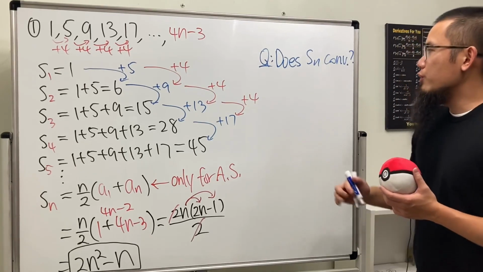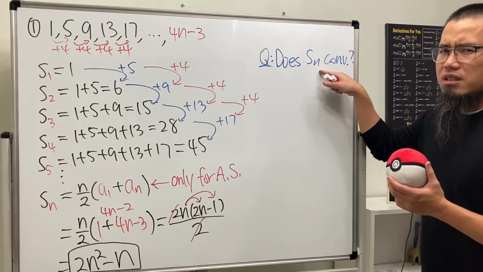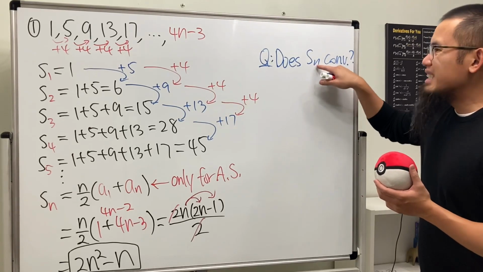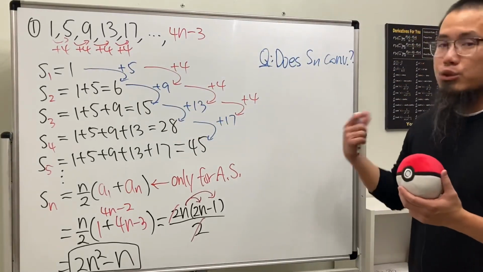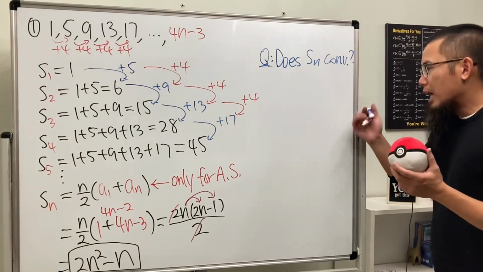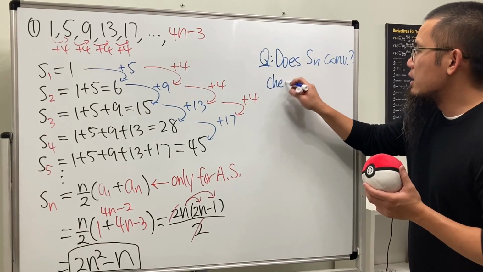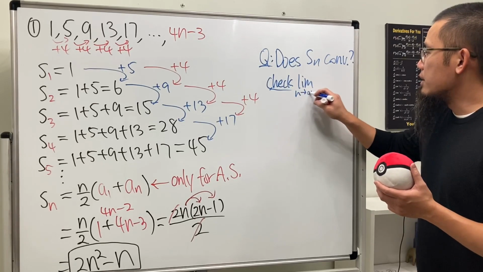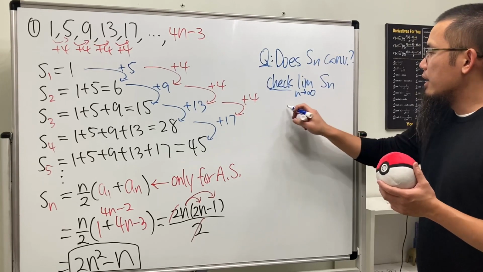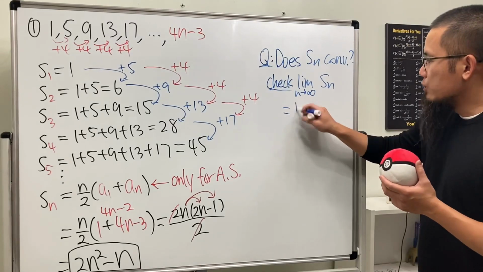Remember, whenever we're trying to find out if a sequence, and this is technically a sequence now because of Sn, we're looking at these numbers, we want to see how it behaves as n goes to infinity. So all we have to do is check the limit as n goes to infinity of this, which is Sn.